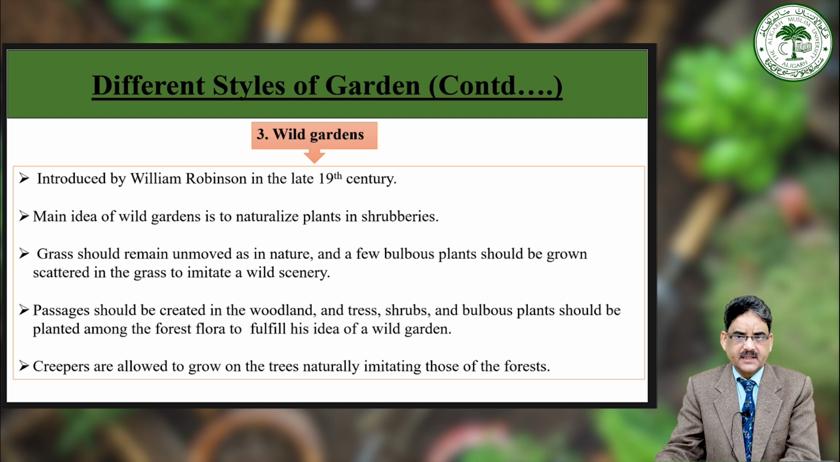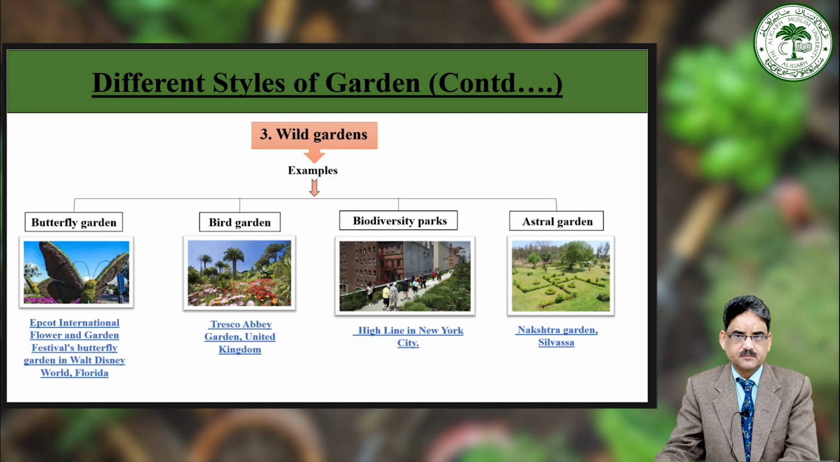Passages should be created in woodland where trees, shrubs, and bulbs could be planted alongside existing forest flora to realize the concept of a wild garden. The growth of creepers on trees is encouraged to naturally emulate the appearance of forest settings.